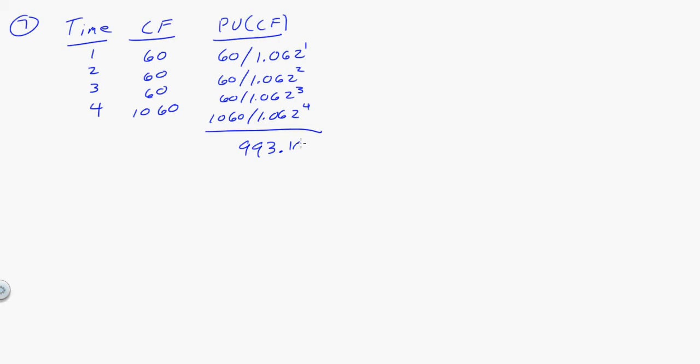$993.10. You can also find that by putting in your calculator n equals 4, payment equals 60, future value is 1,000, IY is 6.2. So this is equal to 56.50. This is equal to 53.20. This is equal to 50.09. This is equal to 833.31.